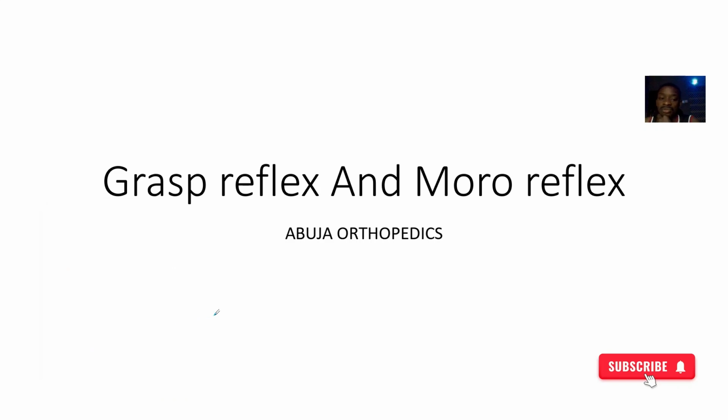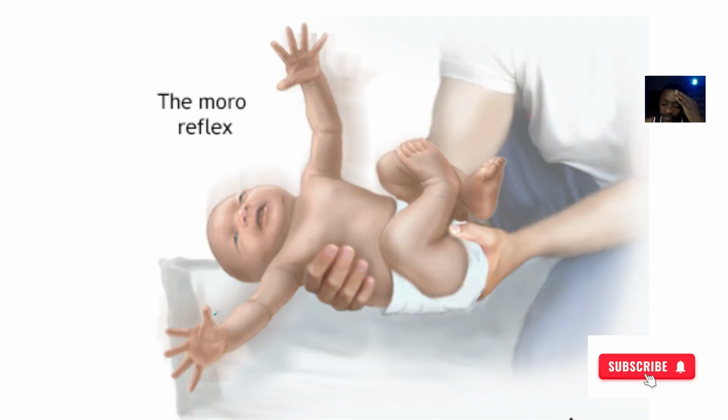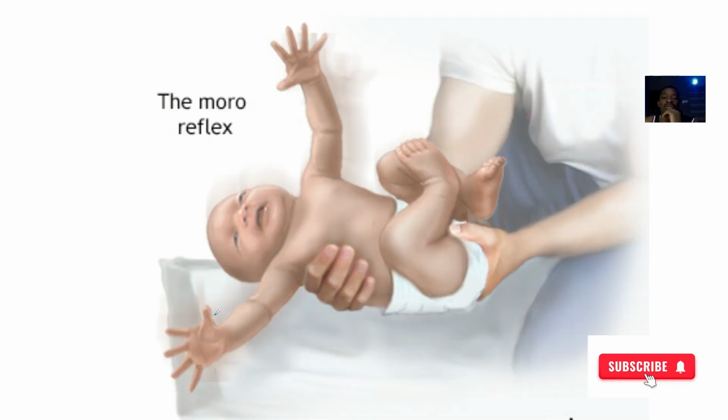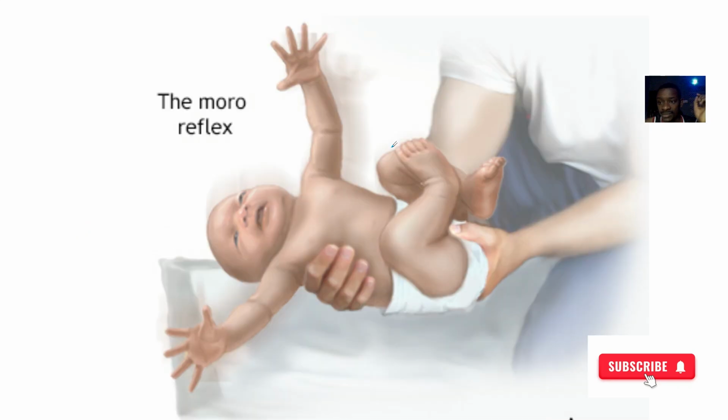Okay, so we'll try to discuss two reflexes that are seen in children. This is basically the differences between the grasp reflex and the Moro reflex, as seen in children. So, grasp reflex, Moro reflex. What we have here is that there are two important newborn reflexes. They're usually used by doctors because it helps them assess the baby's nervous system.